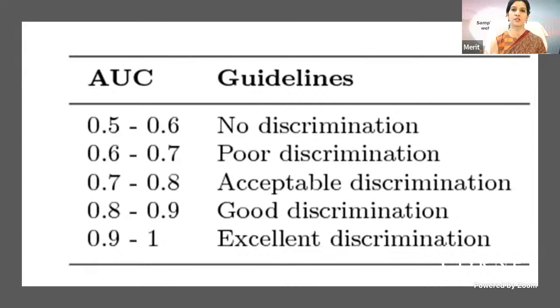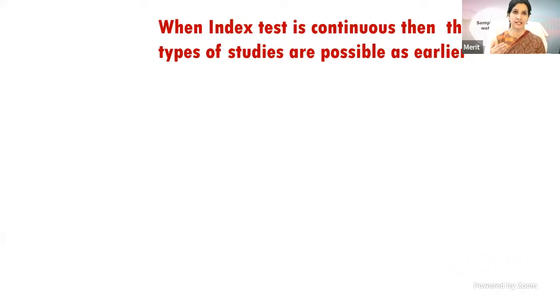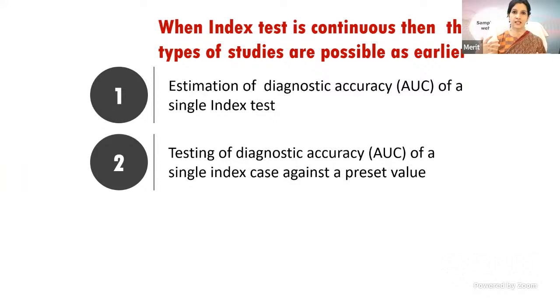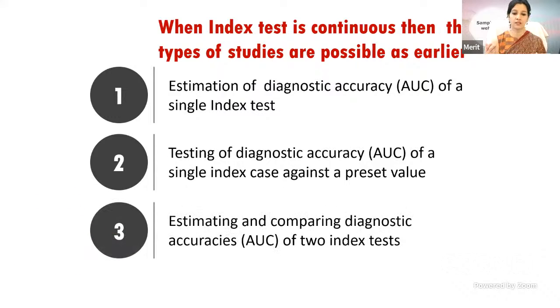Now, what is all this about discrimination? This discrimination is the ability to differentiate the diseased from the non-diseased. That's what we mean here by the term discrimination. So when the index test is continuous, there are three types of studies possible, as we discussed earlier. You can estimate the diagnostic accuracy of a single index test, like we have done for the proportion, or you can test the diagnostic accuracy, that is the AUC, of a single index test against a preset value. Or the third option is to estimate and compare the diagnostic accuracy of two index tests. So there are three types of research design possible if you take AUC as a criterion.